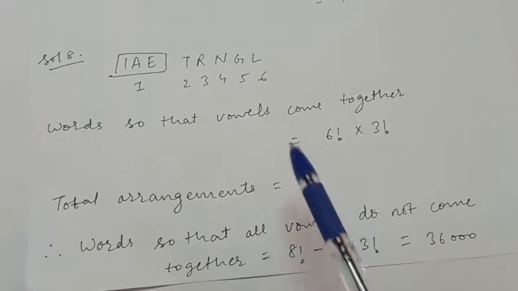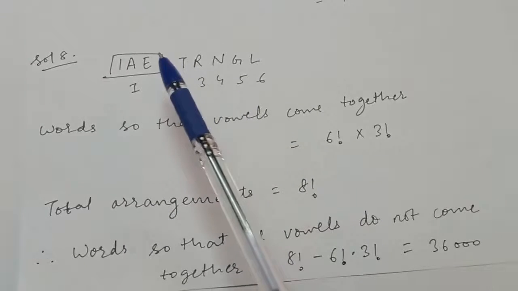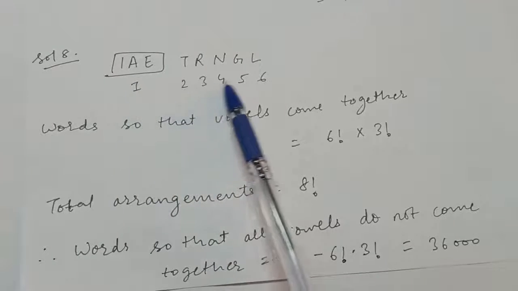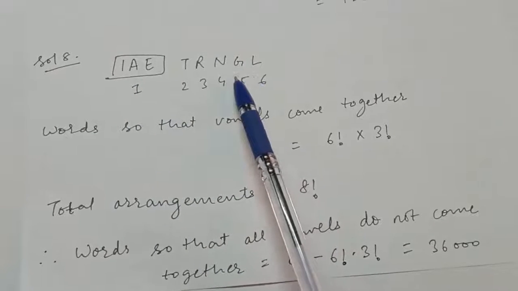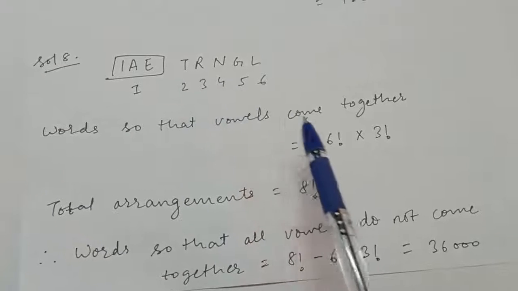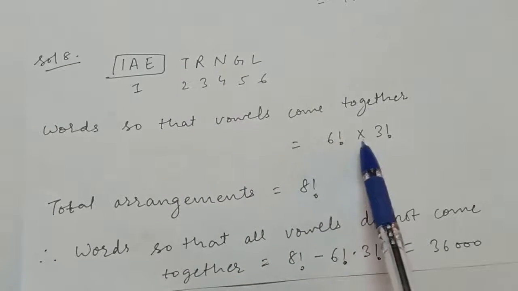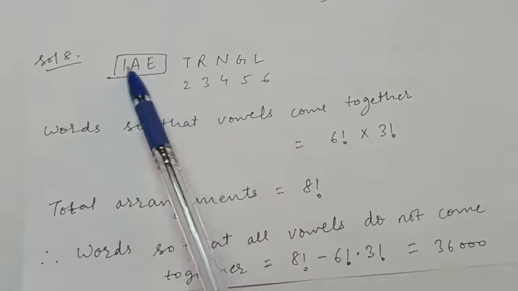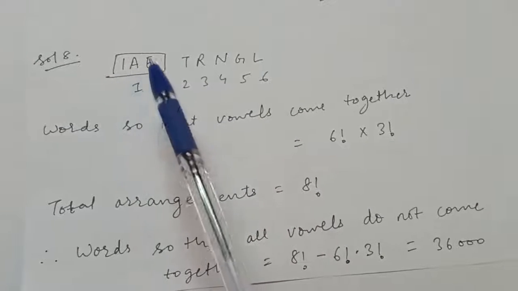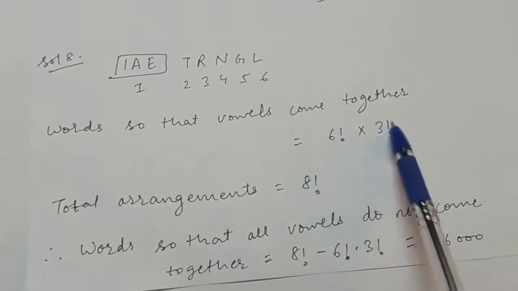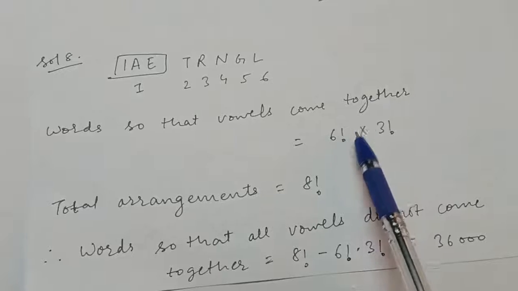Now the arrangements so that all the vowels come together. So treat the vowels as one letter and these are the rest letters, right? So these are in total 6 letters which can be arranged in 6 factorial ways, into the letter which we treated as 1 actually consists of 3 letters which can be arranged in 3 factorial ways. So these are the total ways so that vowels come together, right?